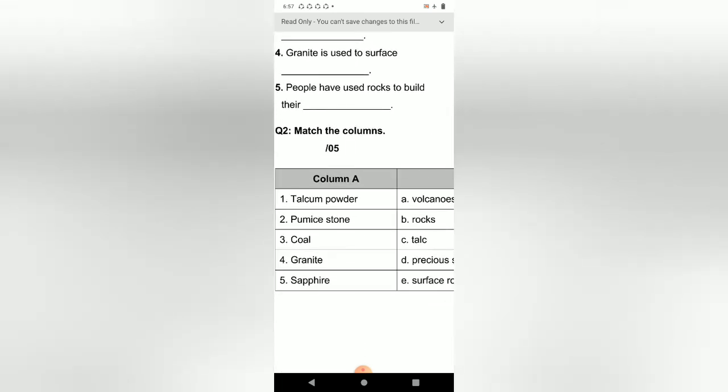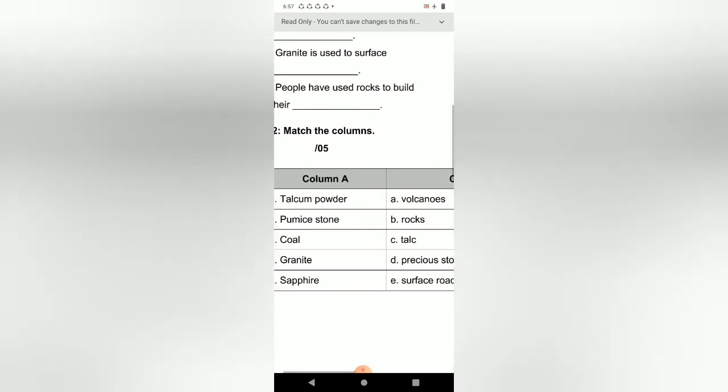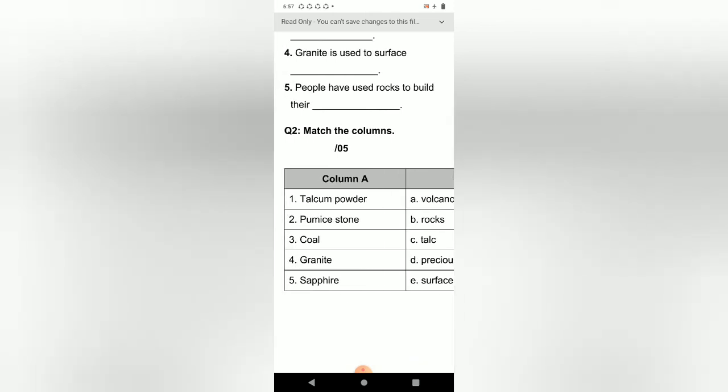Match the column. Talcum powder, talc; pumice stone, volcanoes; coal; granite is used to surface roads; sapphire is a precious stone; and coal is a rock. Again I am going to repeat it. Match the column.